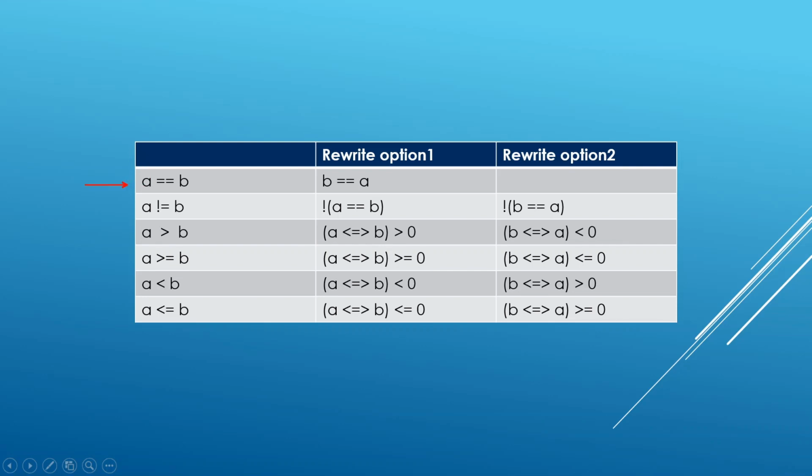For the equals operator, we are going to use this rewrite rule. We can rewrite A equals B as B equals A. We can rewrite A not equals B as not A equals B, or as not B equals A, and we can really reuse all these rewrite rules.